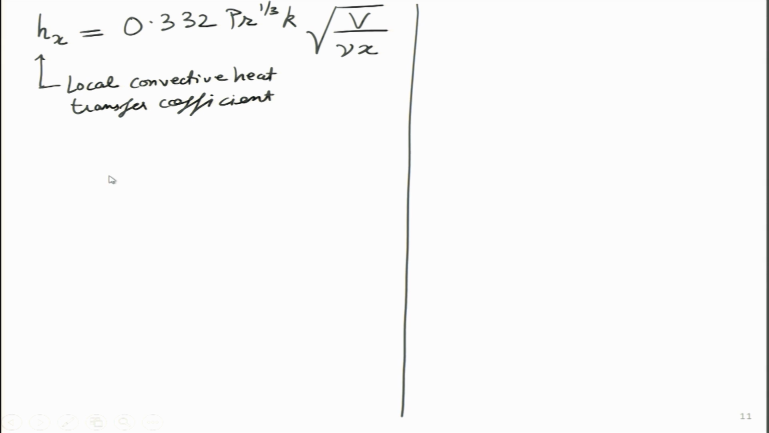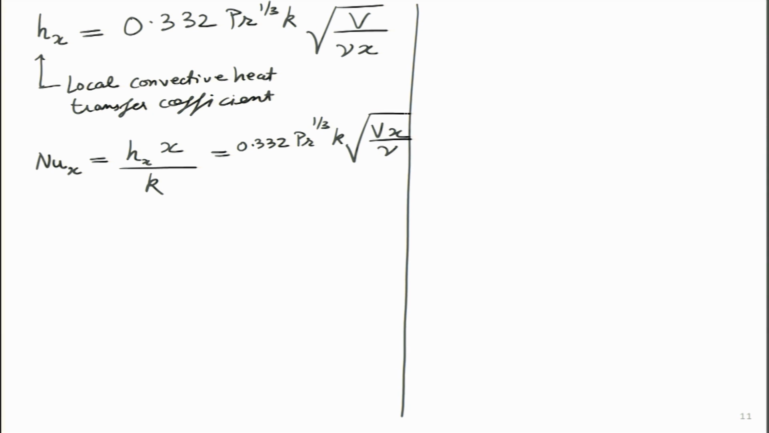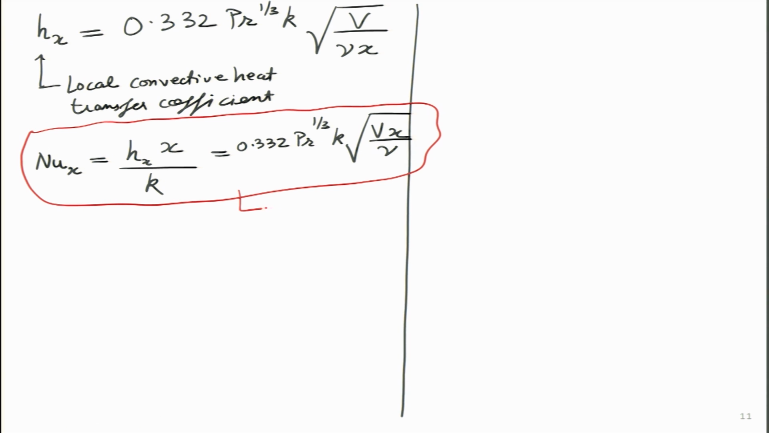And based on this equation, I can also write the local Nusselt number, which will simply be Hx into x divided by k, because by definition this is what we should get, and this expression turns out to be 0.332 Prandtl to the power 1 by 3 times square root of Vx by nu. These are the solutions of the Blasius equation, which we have not solved, but the result we are using here. And according to Blasius, this relationship is true for all Prandtl numbers greater than 0.6.